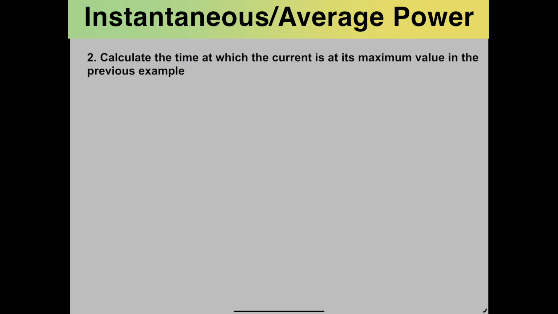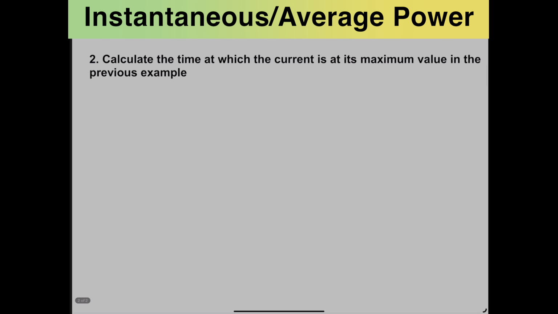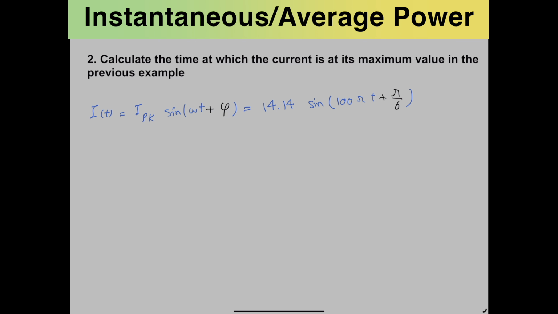So the second question is asking, calculate the time at which the current is at its maximum value in the previous example. Let's talk about the instantaneous waveform of the current. This is the instantaneous waveform that we can borrow from the previous example. The question is saying, find out at what point of time this sine wave becomes maximum. And we know that the sine wave has its maximum of 1 at certain points of time.